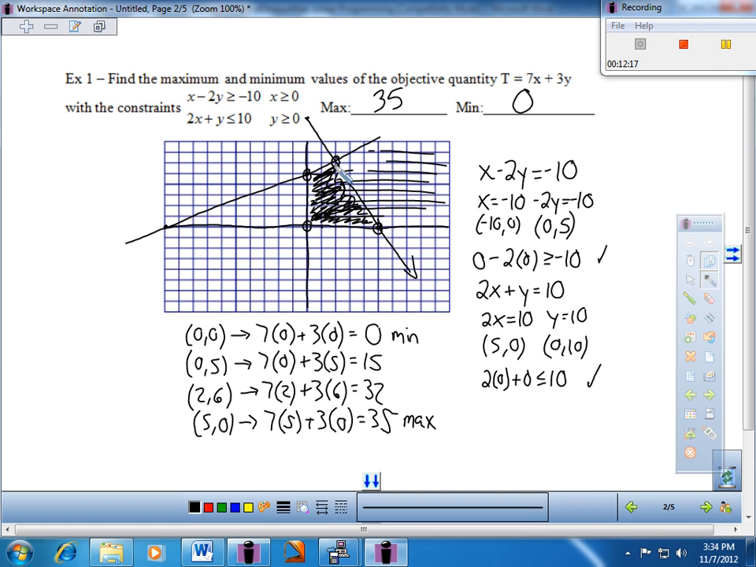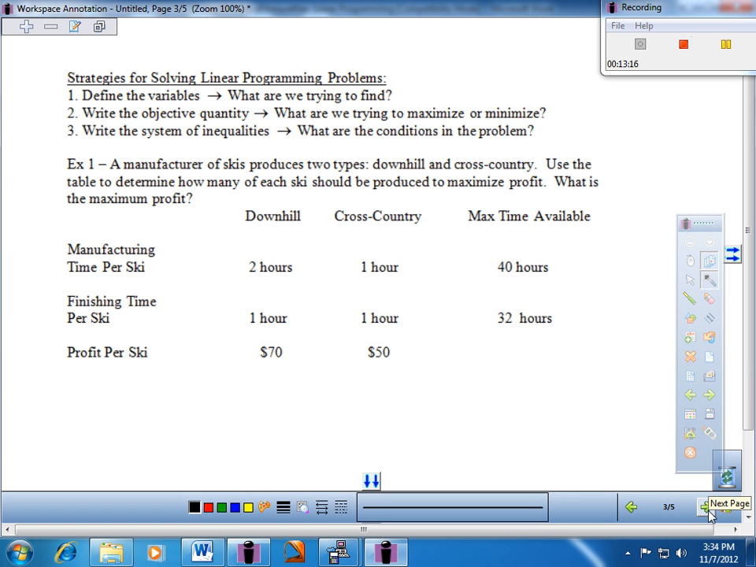Perfect. Okay, let's move on to example 2. Oh, interesting. Somehow there's another example 1 there. We'll switch that. There we go. Anyway, let's take a look.